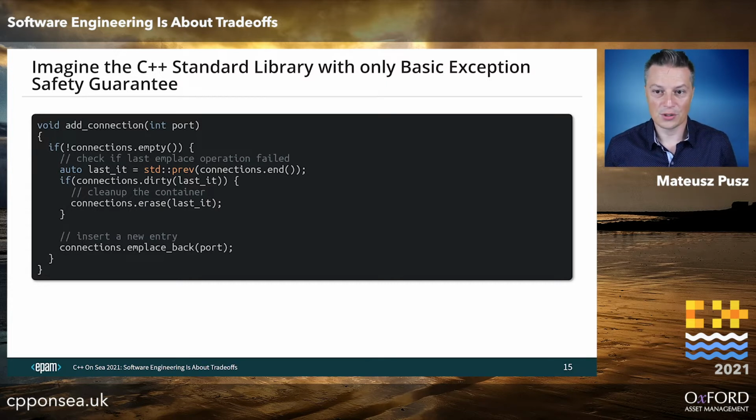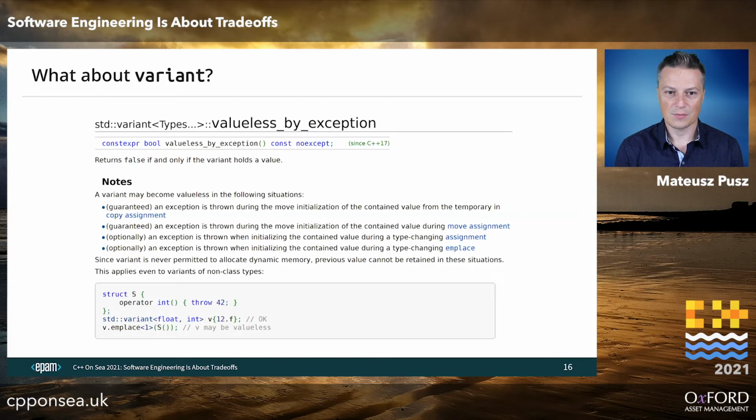Why am I talking about this? Because most of the standard library provides strong exception safety guarantees, but there are some notable exceptions to this rule. One of them is std::variant. Variant has this strange valueless by exception state. By definition, variant cannot be empty. Empty is an invalid state of variant. Basically, it shouldn't happen.